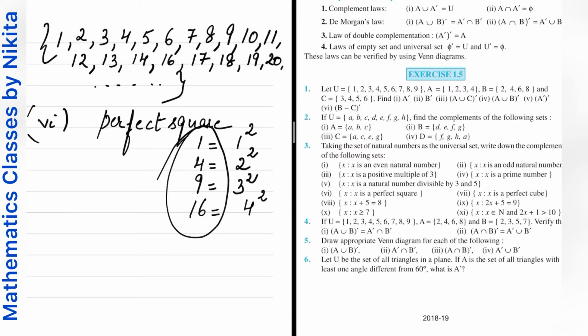So now you have to find the complement of perfect squares. So the complement will become all those x such that x belongs to n and x is not a perfect square. X is not a perfect square.